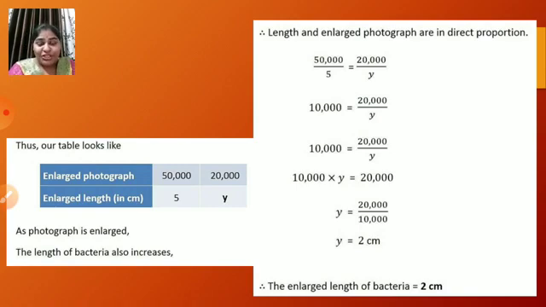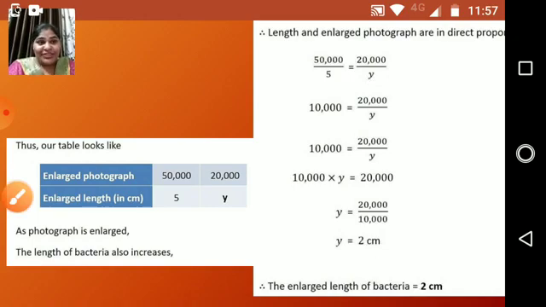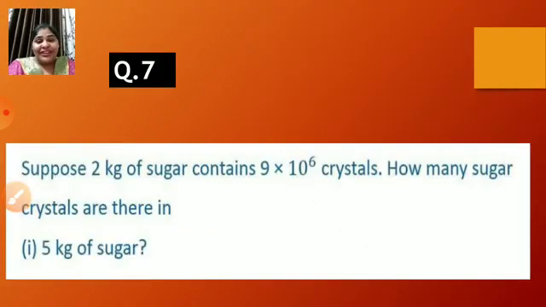Using cross multiplication you can find. I'll just show you. Here you can see we can do a cross multiplication also. 50,000 into y will be equal to 20,000 into 5, which is nothing but y will be equal to 20,000 into 5 upon 50,000. So this is nothing but the solution. So next one, let us proceed with question number 7.